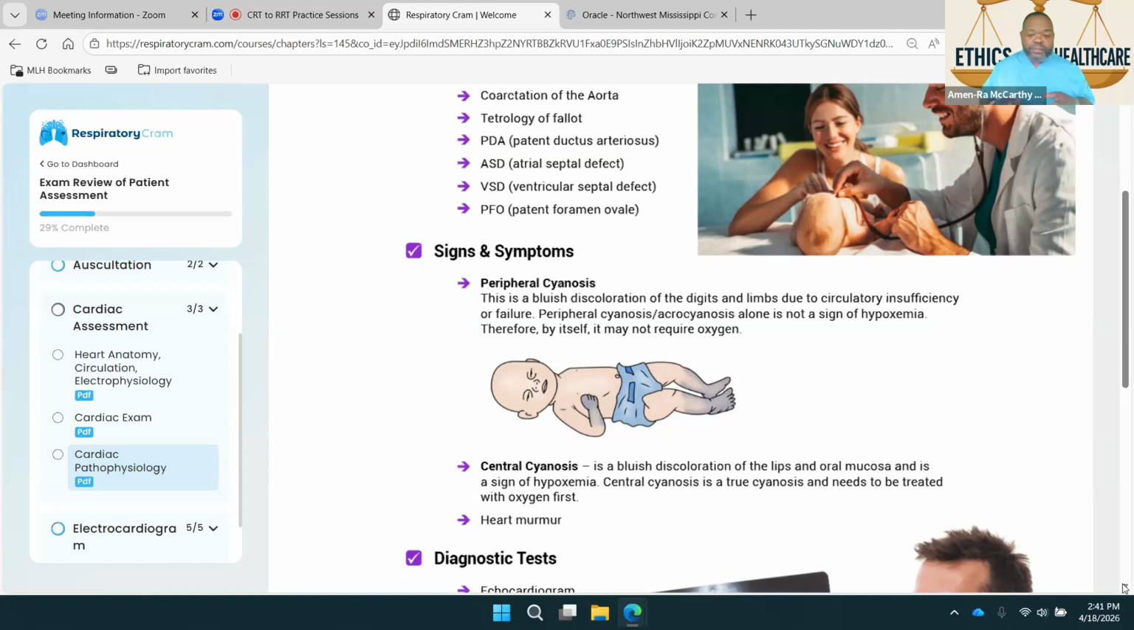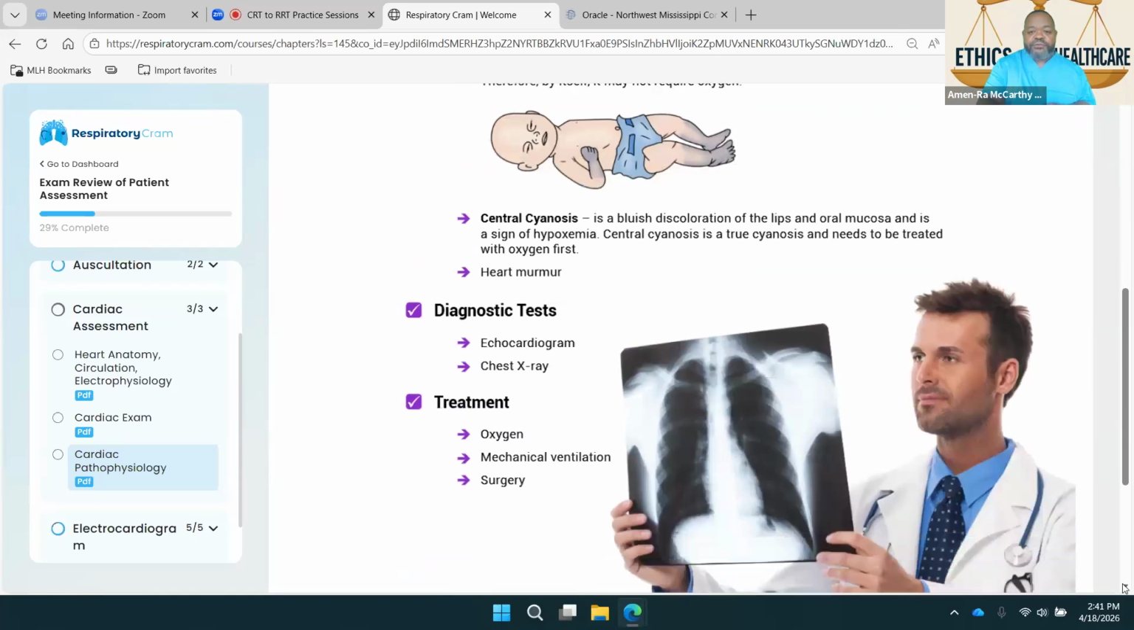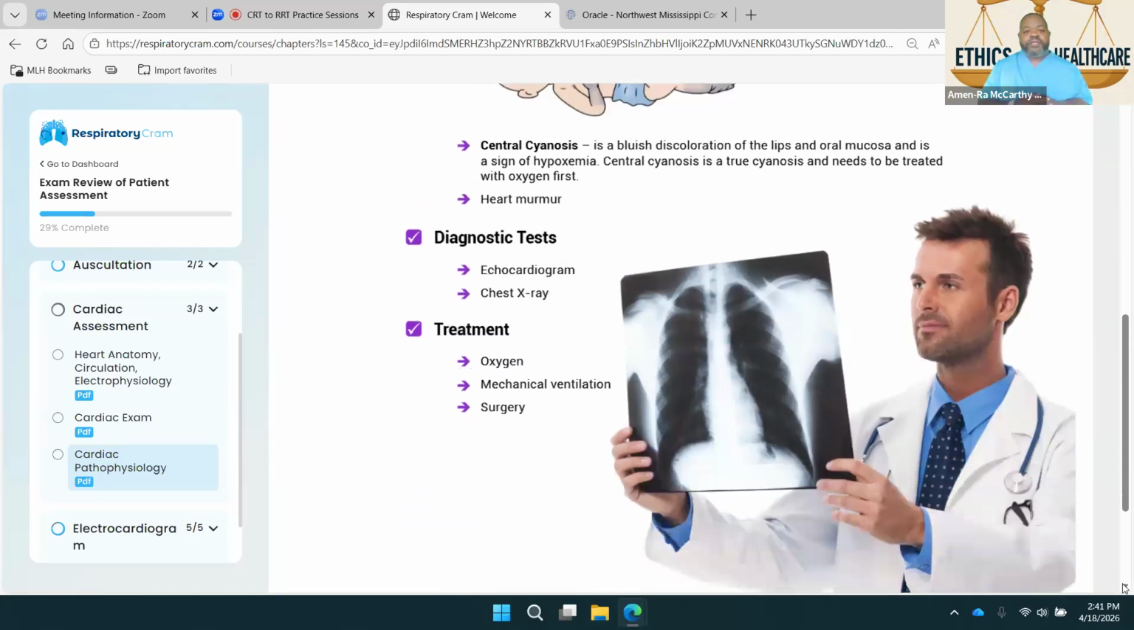It's a bluish discoloration of the lips and oral mucosa, and it is a sign of hypoxemia. Central cyanosis is a true cyanosis and needs to be treated with oxygen first. Another symptom is heart murmur, right? A heart murmur. How do we do tests to find these congenital defects? We can do an echo or a chest x-ray, okay?